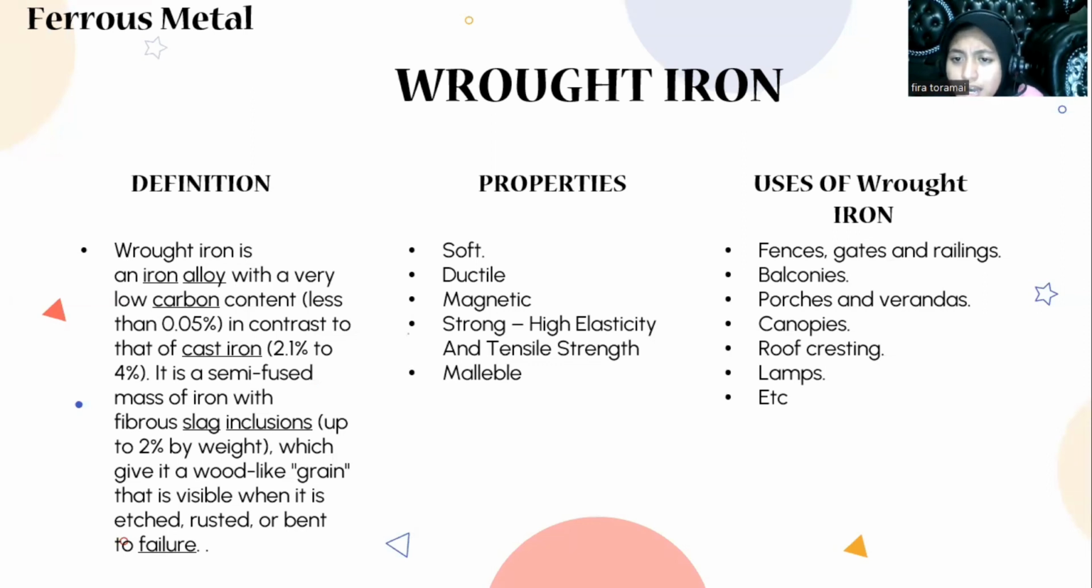Use of wrought iron. Okay, so French gates and railings. You can see gates and railings, balconies, brushes and windows, roof casing, lamps, and shutters.